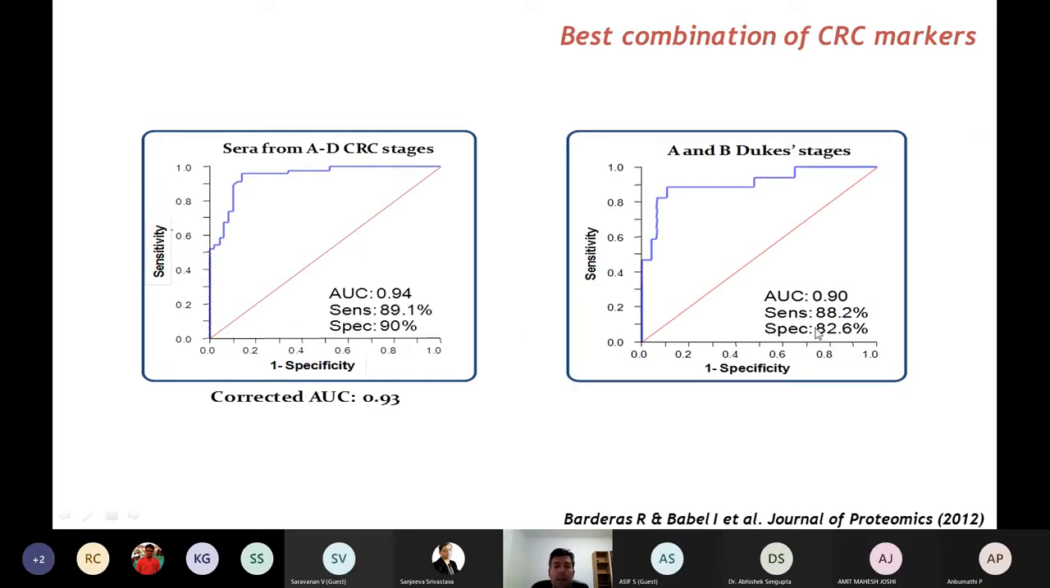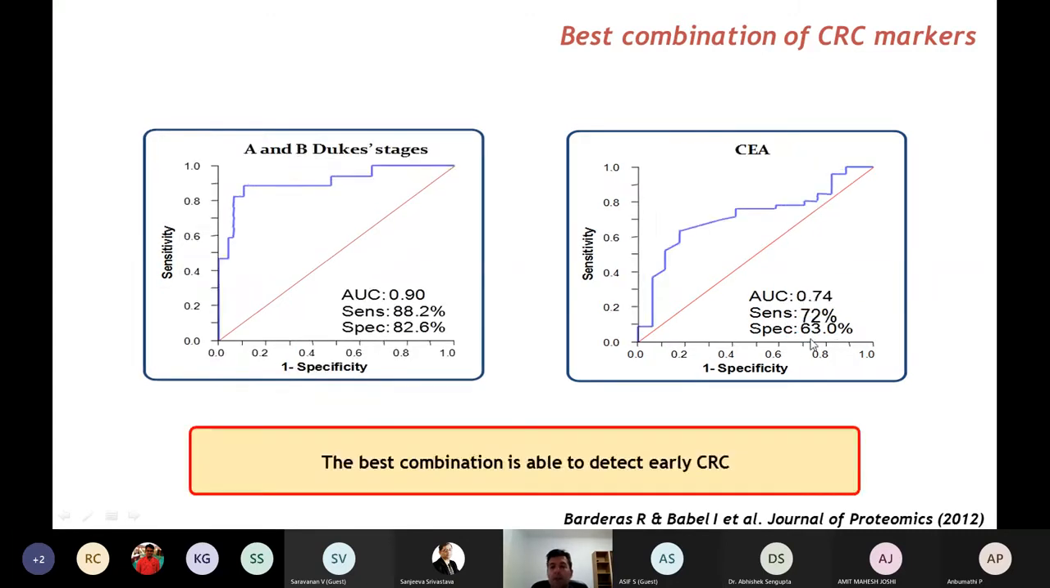In early stages, the reliability of the test and the sensitivity and specificity was also very high, and also in comparison with the carcinoembryonic antigen, that is the marker used in clinics for colorectal cancer. So our best combinations were able to detect colorectal cancer with good performance.